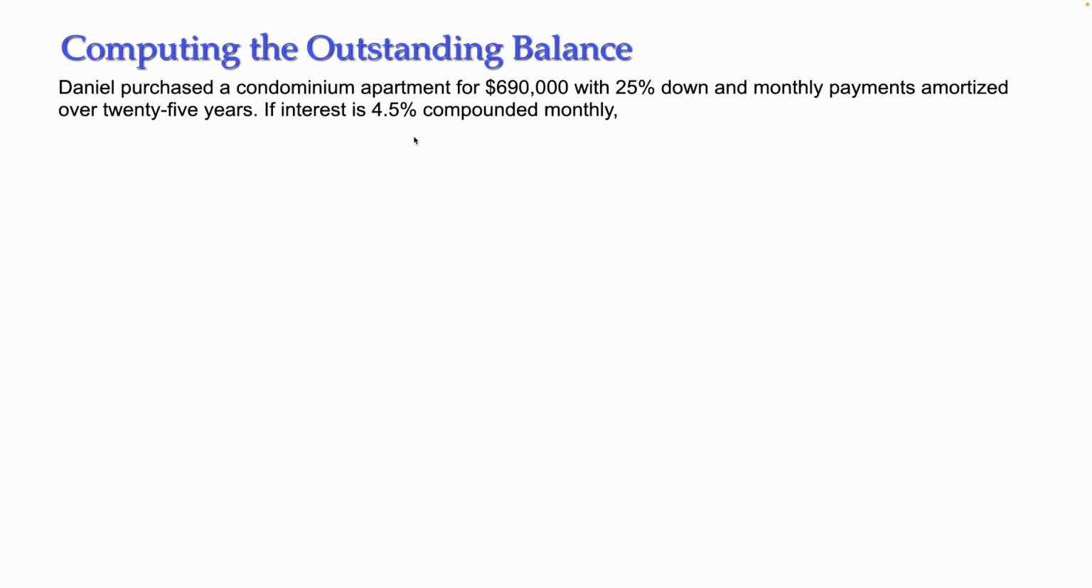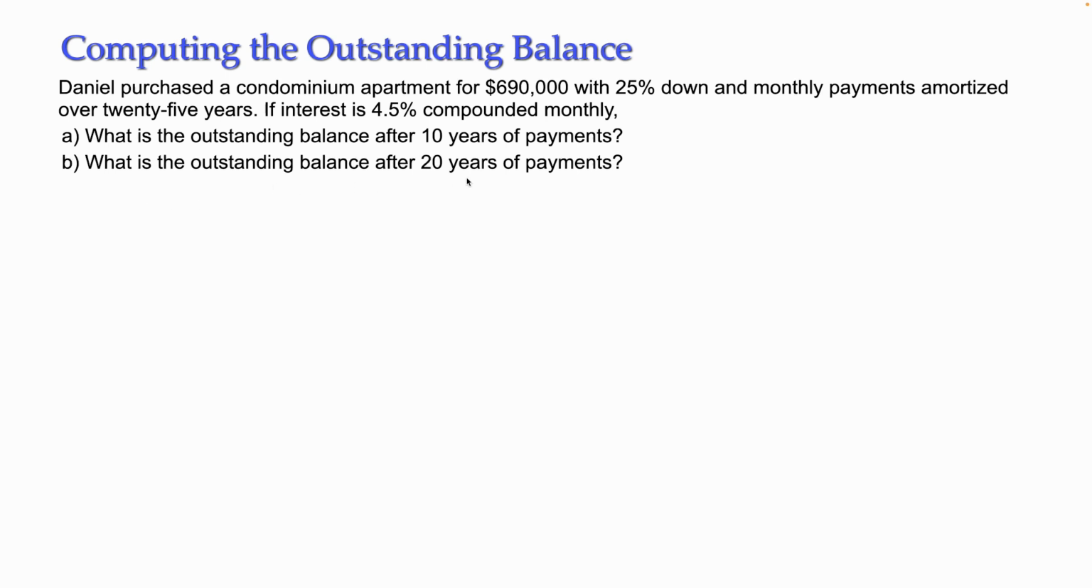In this video what we are going to do is to compute the outstanding balance in some moment. For example, in the first question, we are going to compute what is the outstanding balance after 10 years of payments. So at the moment of finishing the 10 years of payment, what will be the amount that is still owed in the annuity? And B, what will be the outstanding balance after 20 years of payments?